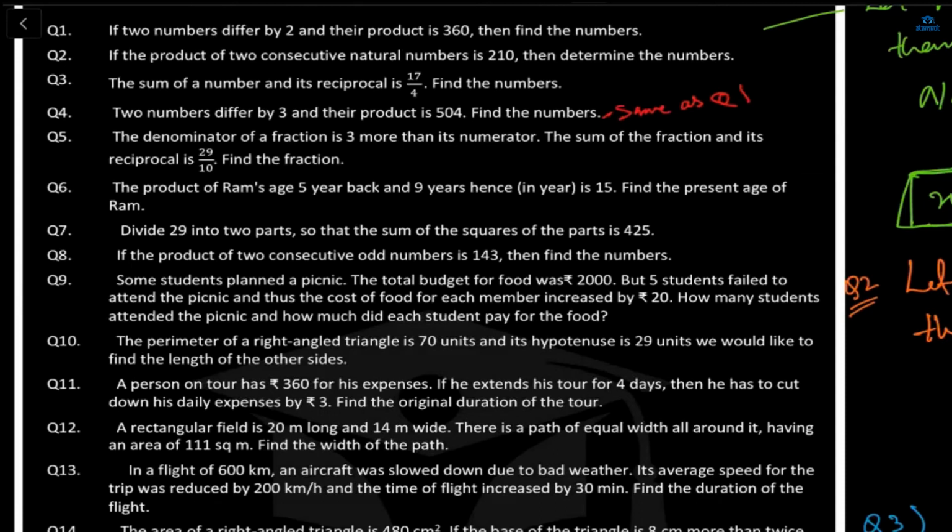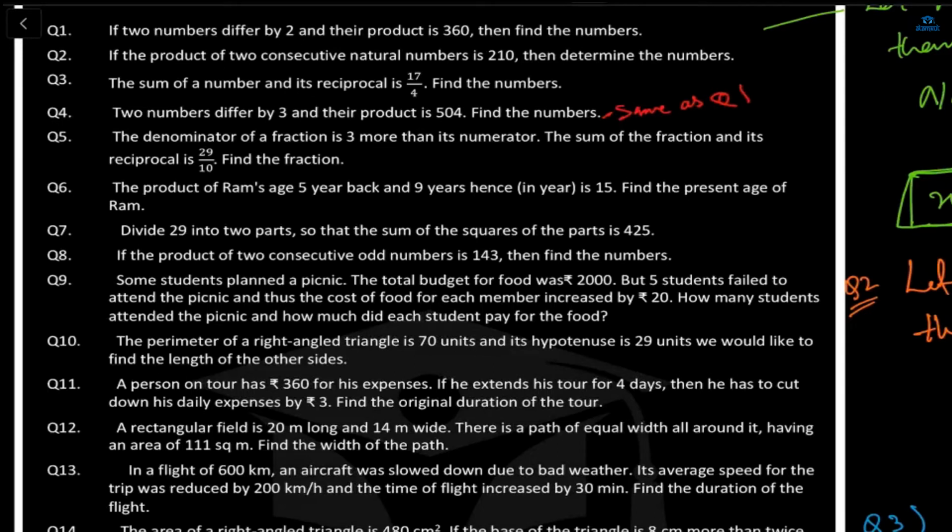Okay, now divide 29 into 2 parts. See the question, divide 29 into 2 parts so that the sum of the squares of the parts is 425. So what do you think? How will the equation be formed and what are we going to assume here as x? We'll take one part as x and the other part as 29 minus x. Yes, very good. We write the equation as x squared plus (29 minus x) whole squared is equal to 425.